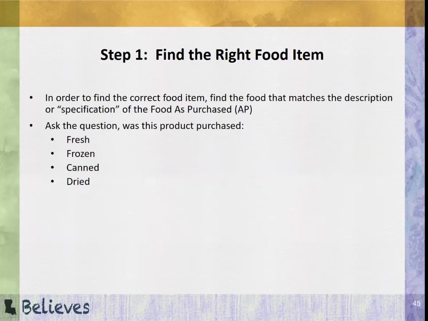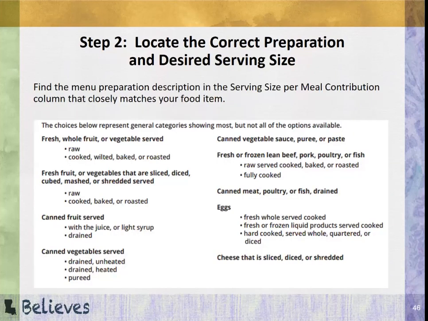For the first step, find the correct food item by matching the description or specification of the food item in the form that it was purchased. For example, was the item purchased fresh, frozen, canned, or dried? In the next step, find the menu preparation description in the serving size per meal contribution column that closely matches your food item. Choices listed on this slide represent general categories of most of the options available.